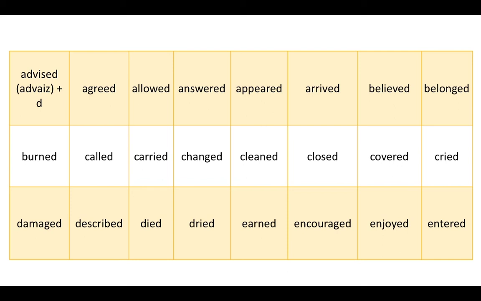Damage, and the past is damaged. Describe, described. Die, died. Dry, dried. Earn, earned. Encourage, encouraged. And enjoy, enjoyed. Enter, entered. That is the second group of verbs. When you find regular verbs that finish in voiced sounds, that is the pronunciation rule you have to follow. Let's see the next group.